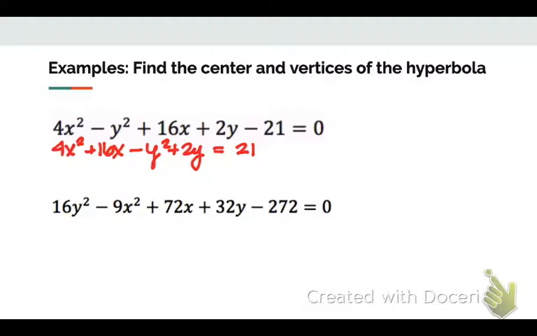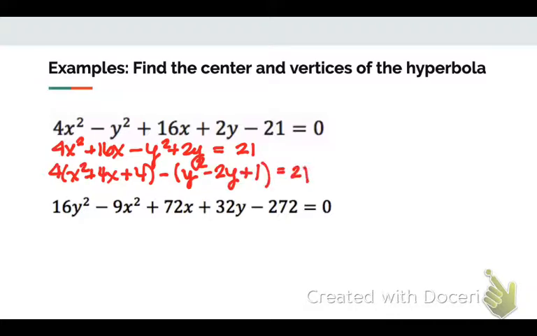For this 4x squared plus 16x, we need to factor out the 4 from both of those terms. And then we divide by 2. So 4 divided by 2 is 2, and 2 squared is 4. So we completed the square for the x. We have to be really careful here because we do need to factor out the negative 1 before we complete the square for the y values. So that's going to become 2y. Half of 2 is 1, and 1 squared is 1. And this equation is still equal to 21.